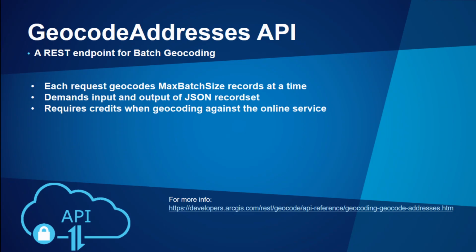So it demands input and output of JSON. So it takes a JSON record set, and it geocodes only up to max batch size records at a time. So for the ArcGIS Online locator, that's 1,000. So the Geocode Addresses API takes in a JSON of 1,000 addresses and outputs you back the JSON of the same 1,000 addresses with results, XYs. And this API requires credits when geocoding against ArcGIS Online.